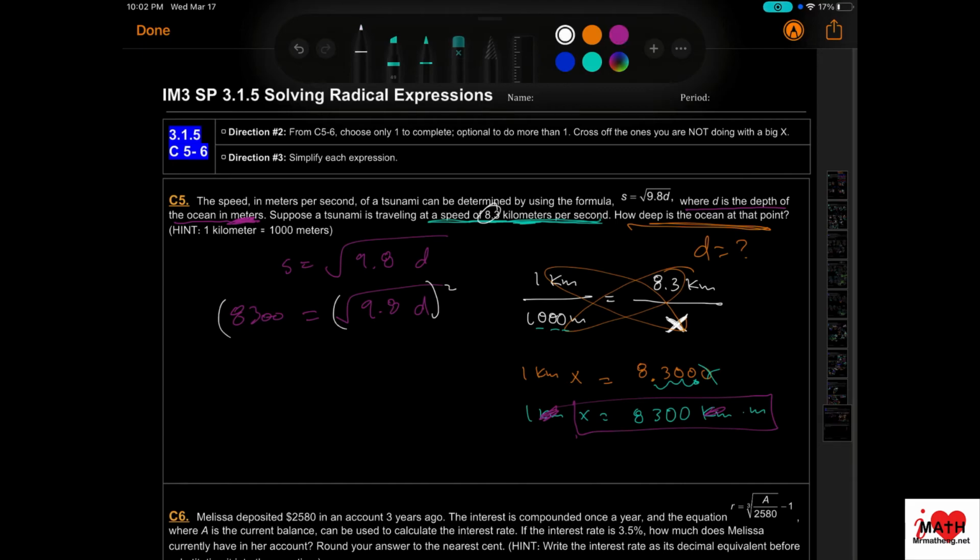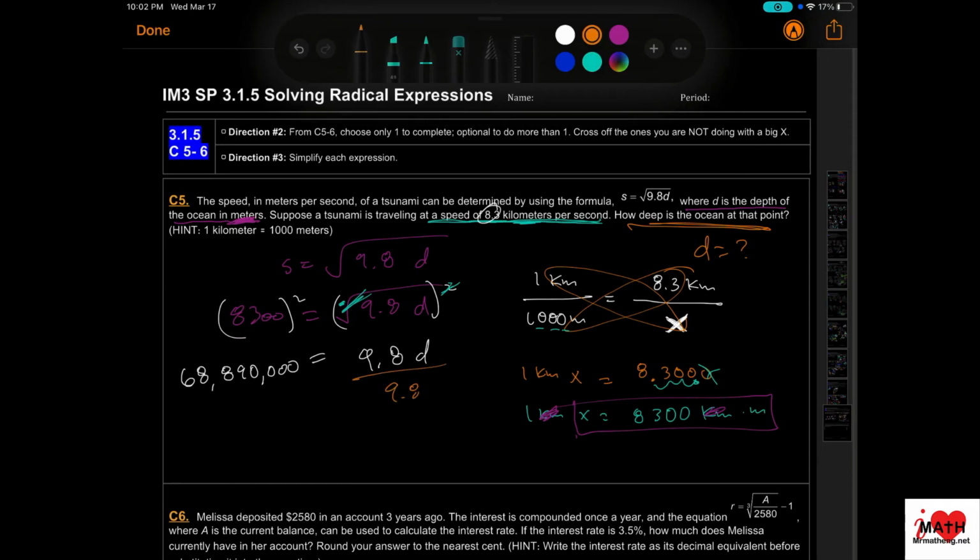So square it, and I put this into my calculator. You're going to get some really big number times 8,300. You're going to get 68,890,000. Remember, this 2 and this 2, the visible 2 and the radical sign, are gone.